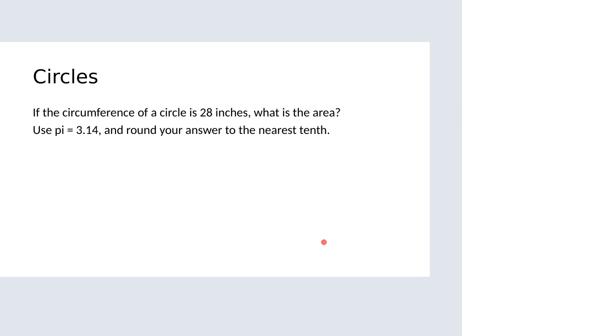Here's another circle-related problem. If the circumference of a circle is 28 inches, what's the area? Use pi as 3.14 and round your answer to the nearest tenth. So if the circumference is 28 inches, I've got a formula for circumference that is 2 pi r, or I could say circumference is pi times d, but wait a minute, this question said, what's the area? Neither of these formulas is going to take me straight to the area.